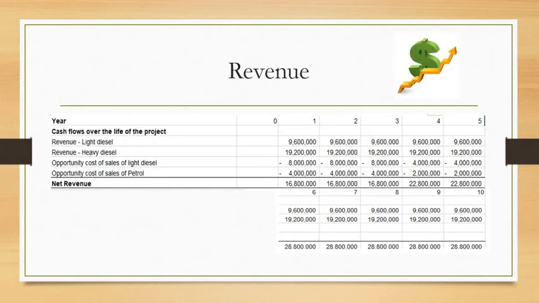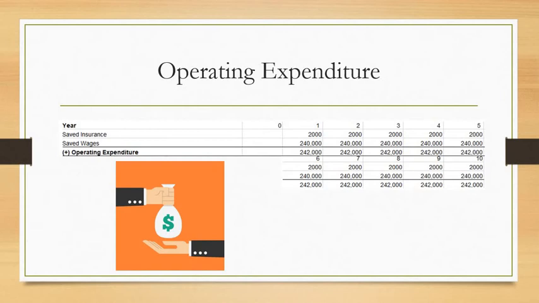For the revenue, years 1, 2 and 3 are at 16,800,000, and years 4 and 5 remain at 22,800,000. For year 6 until year 10, the revenue is at 28,800,000. The operating expenditure includes safe insurance and safe wages. The operating expenditure for year 1 until year 10 is 242,000.